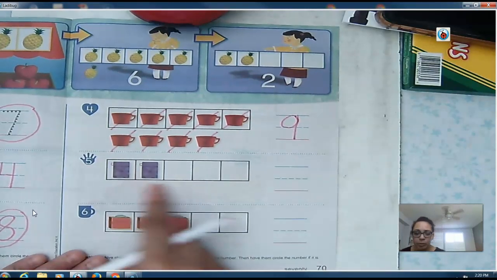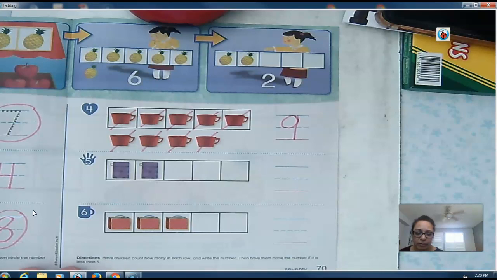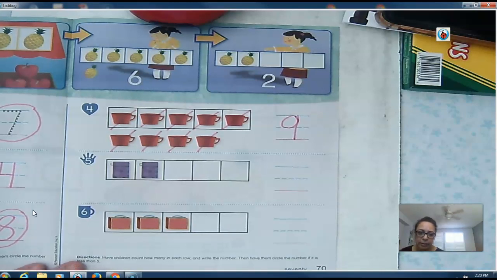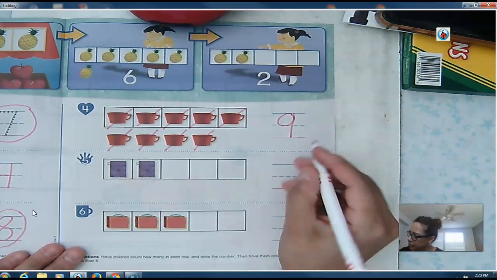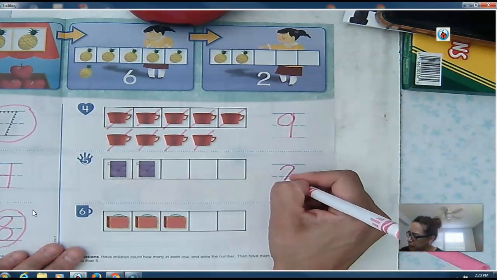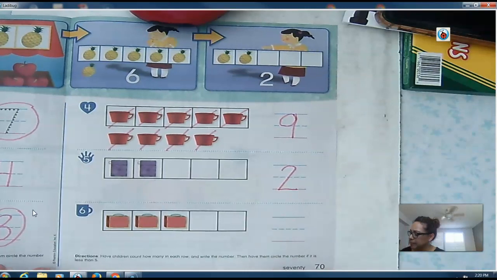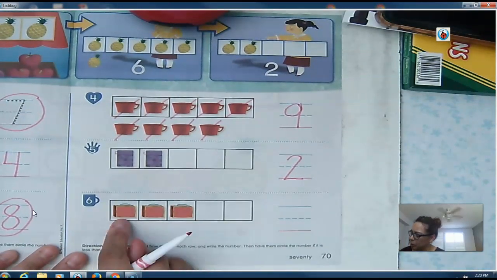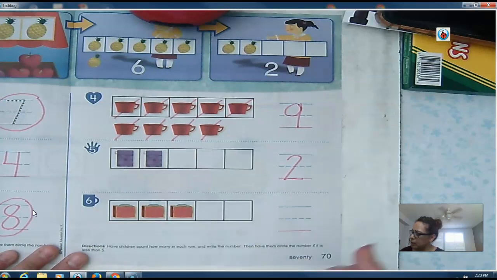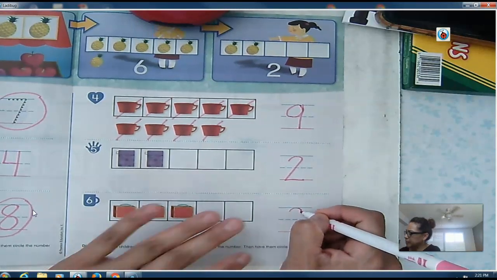Alright, now look at this one. Is that one going to be greater or less? Let's count. 1, 2, right? So 2 is less than 5. Alright, how about this one? Let's count. Ready? 1, 2, 3. Only 3.